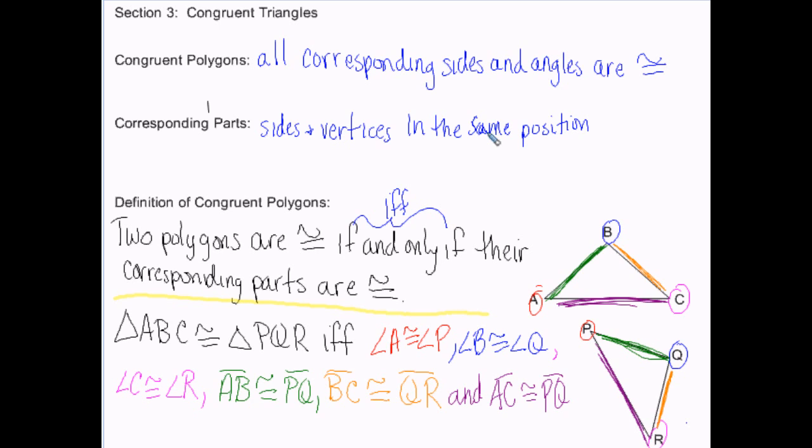And then that lets me know which angles are supposed to be congruent, and then the sides between them will match up too. As you can see, between A and B will be the same side as between P and Q. So the polygons are congruent if and only if their corresponding parts are congruent. In order for ABC to be congruent to PQR, A has to be congruent to P, B to Q, C to R, and then AB to PQ, BC to QR, and AC to PR. So the matching sides and matching angles have to be the same size. Does that make sense?